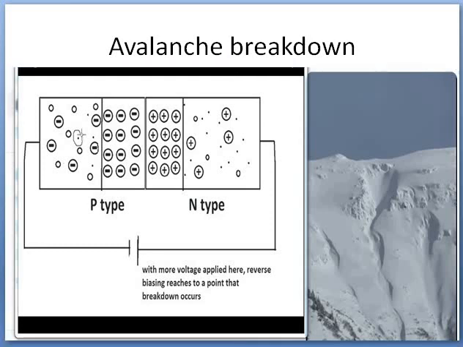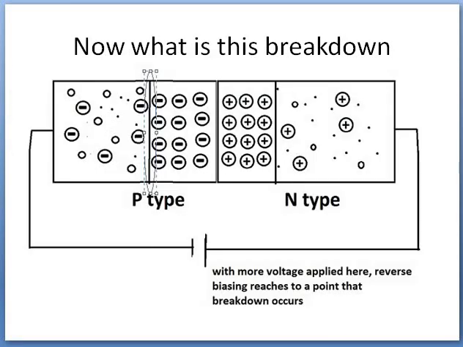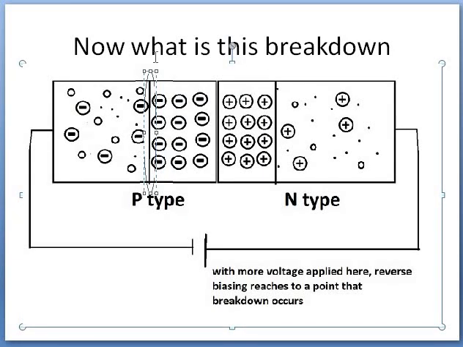covalent bonds. There is another type of breakdown as well which is called Zener breakdown. Why does Zener breakdown take place? Have a look at this video. This is the junction.